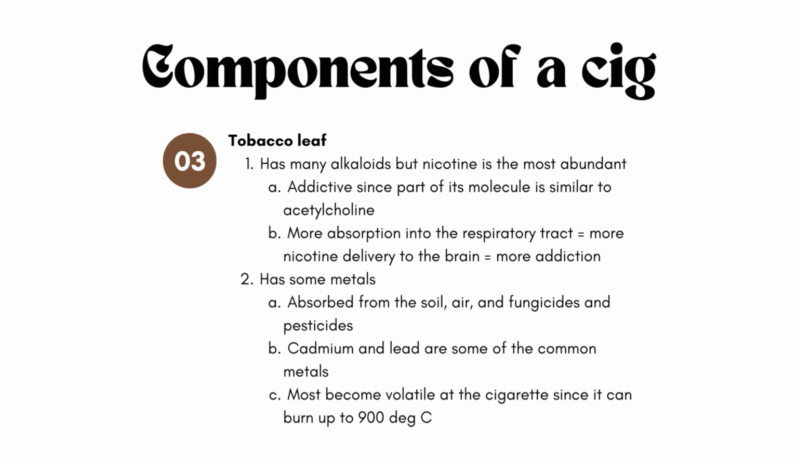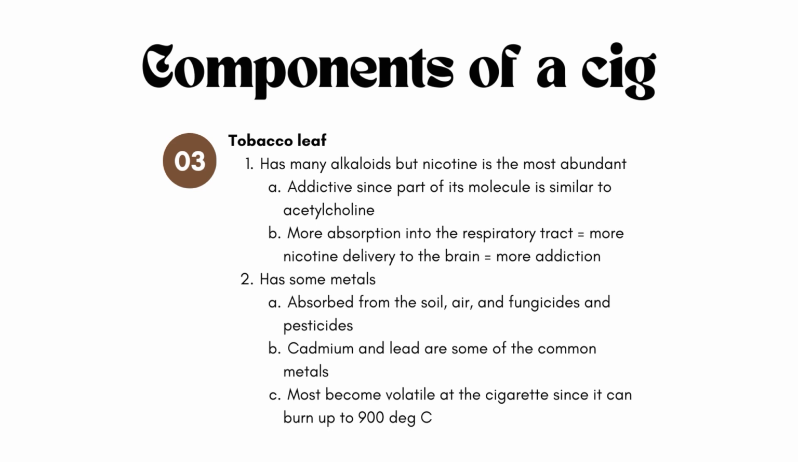A tobacco leaf contains many alkaloids, but nicotine is the most abundant of them all. Nicotine is addictive since a part of the nicotine molecule is similar to an important neurotransmitter called acetylcholine. Since nicotine is highly soluble, it gets absorbed easily into the lungs or the respiratory tract and blood of the human body. With more absorption into the respiratory tract, more nicotine delivery to the brain, thus, more addiction.